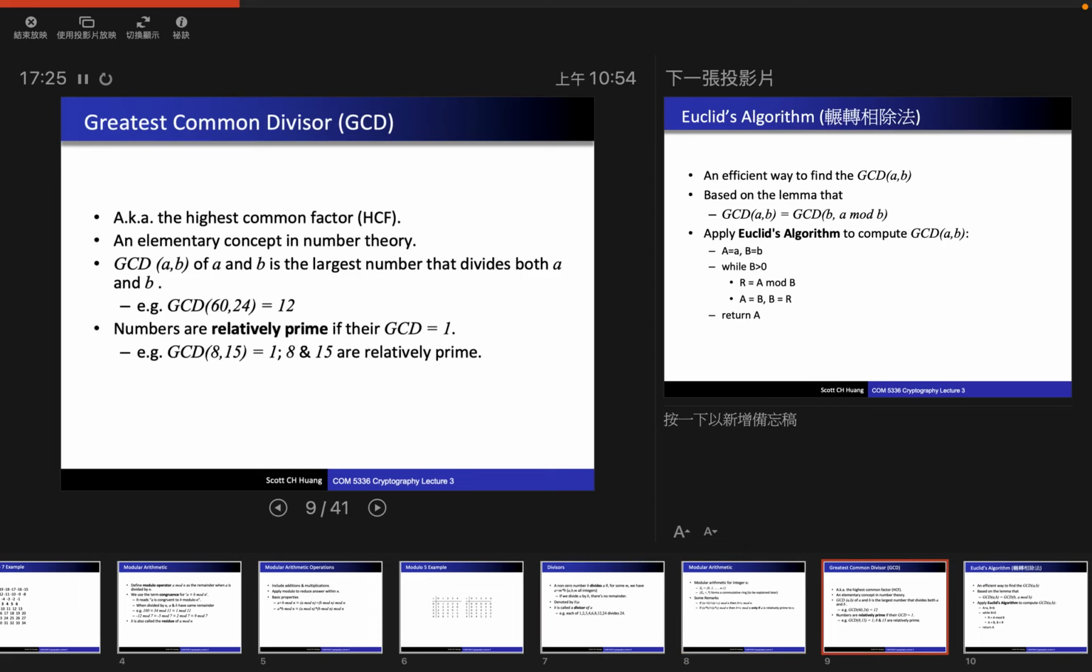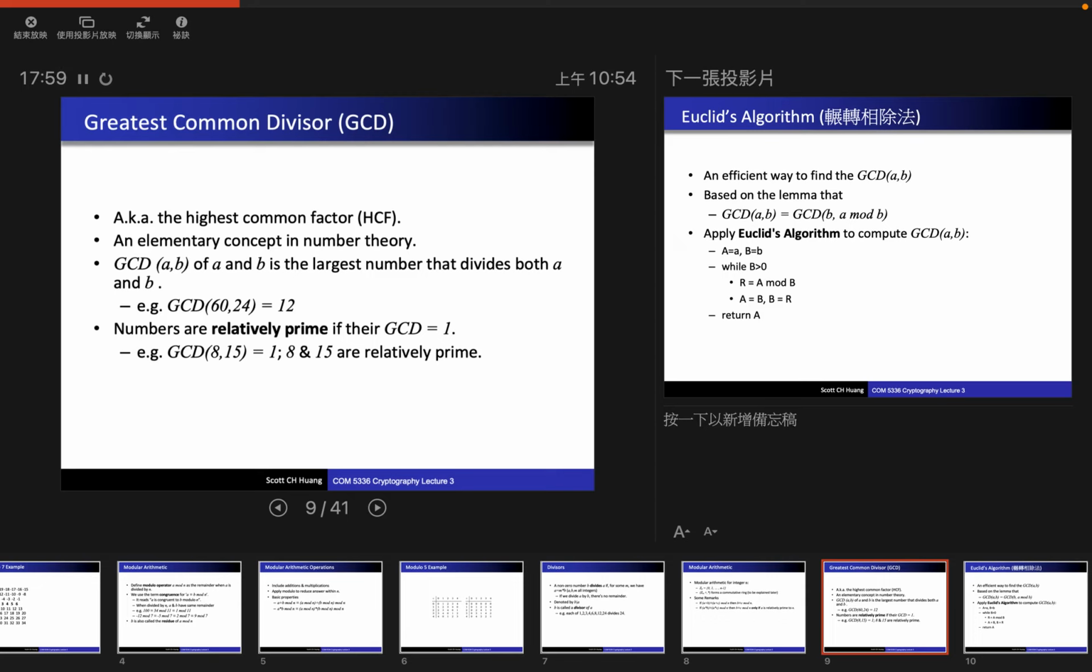For two integers, if there is an integer that divides both A and B, then it is called a common divisor. There may be many common divisors. Among them, the largest one is called the greatest common divisor. For example, for 60 and 24, the greatest common divisor is 12.